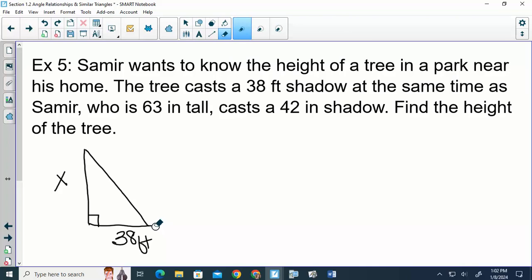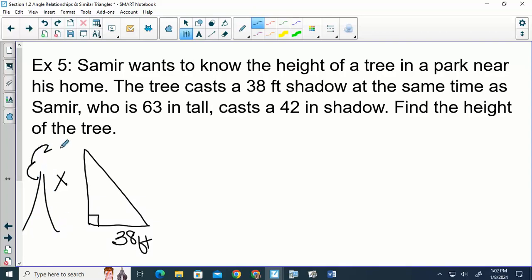So hold that thought for just a second. We also have Samir, right? So this is the tree over here that we're measuring. And then I am very artistic. So here's Samir. And he is 63 inches tall. And his shadow is 42 inches.